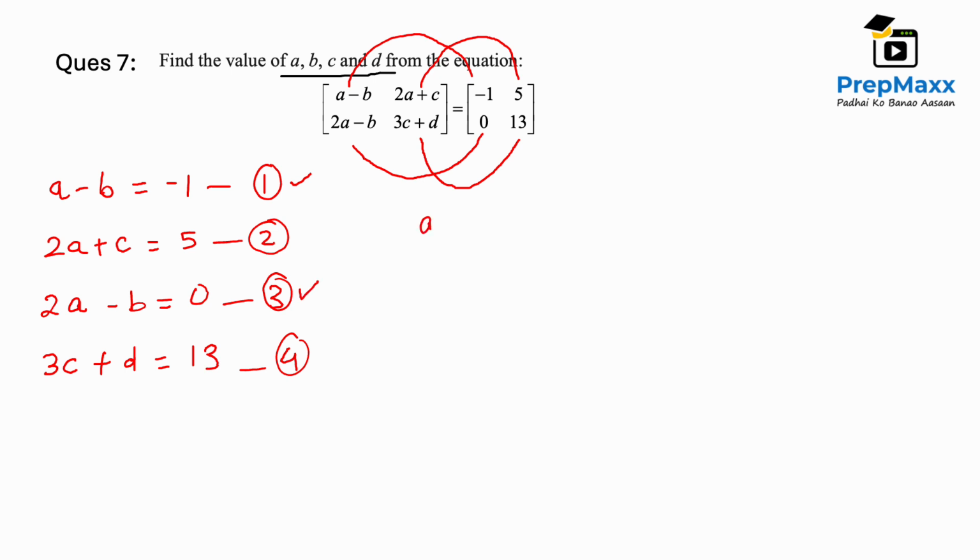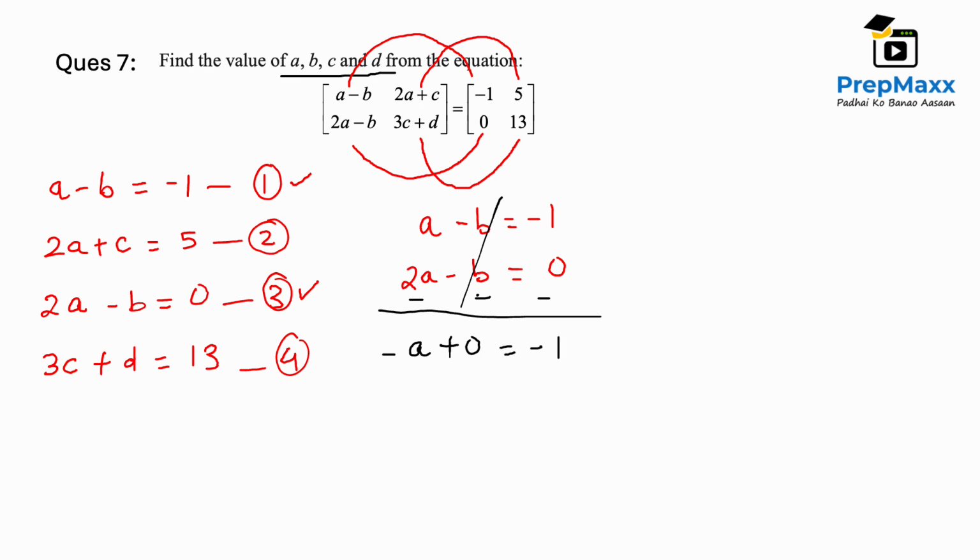So A minus B is equal to -1 and 2A minus B equals 0. So we can use the elimination method here. What if I just simply subtract equation number 3 from equation number 1? So A minus 2A is going to give me -A, negative B, negative B. So negative B plus B is going to be 0, right? And then -1 minus 0 is -1 only. So negative A is equal to -1. So A is going to be equal to 1.